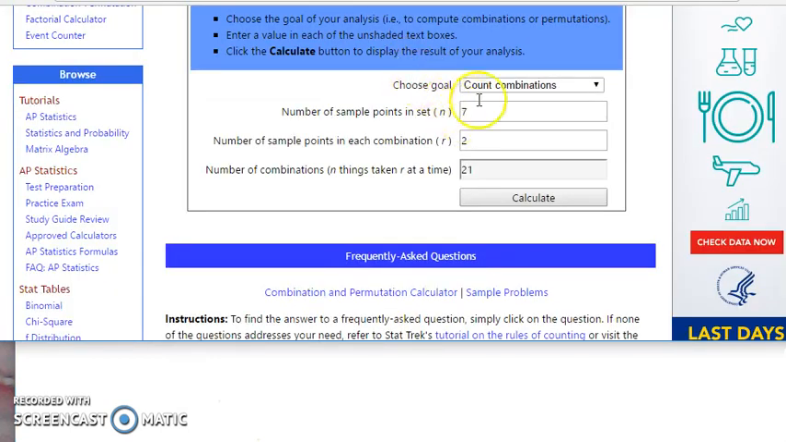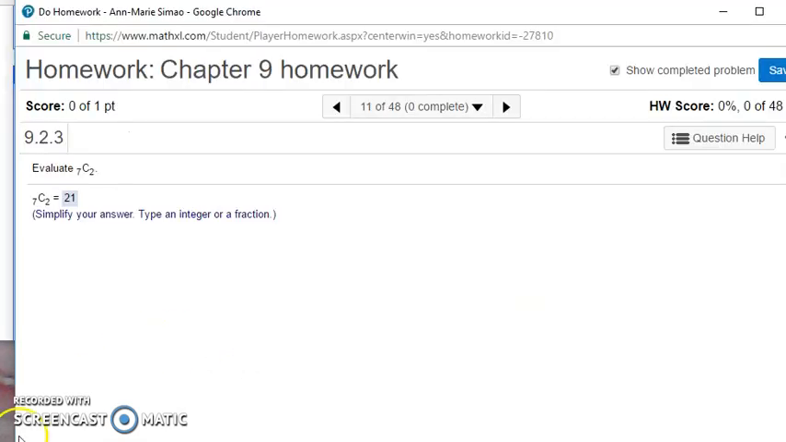So we are going to go here. So we have a combination or permutation. So a combination, 7 choose 2. So the first number goes with the N, the second number goes with the R. And we're going to say calculate, and it's going to tell me 21.